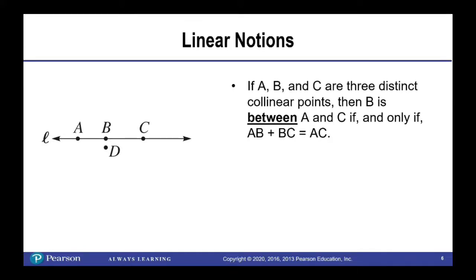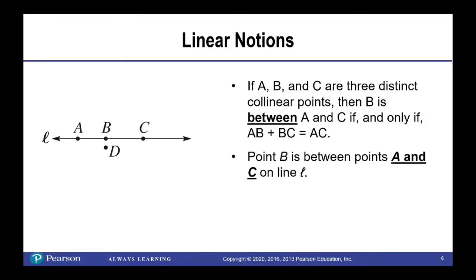We can say that a point is between 2 points. For instance, if A, B, and C are 3 points on a line, B is between A and C if and only if AB plus BC equals AC. On our line in our picture, B is between A and C on line L. However, D is not between points A and C.